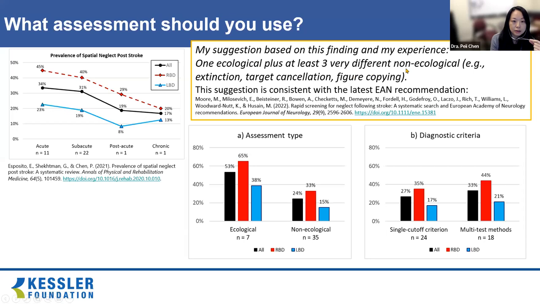I have been making these suggestions for 5 years now, at least 3 years since this study was published online back in 2019. But I just found that my suggestion is very consistent with the recent European Academy of Neurology recommendation. So also pick three very different non-ecological tests plus an ecological or functional assessment to screen and assess patients.